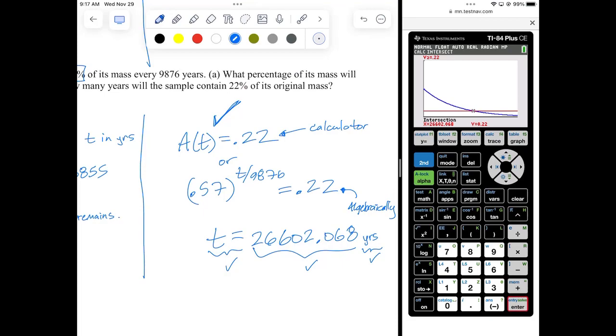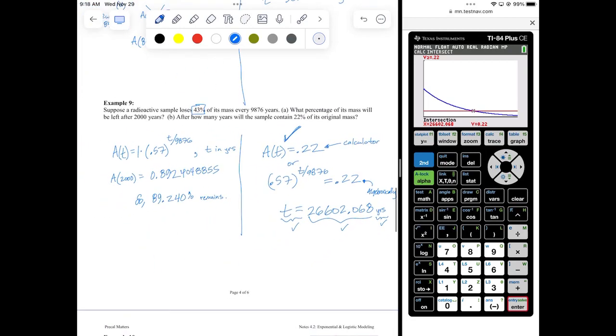It's not just about getting the right answer, is it? It's about communicating how you got it. Notation, notation, notation. No notation? No points. Okay. Comments or questions? All right.